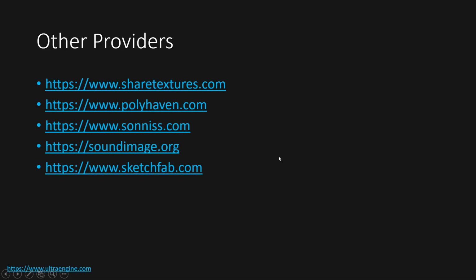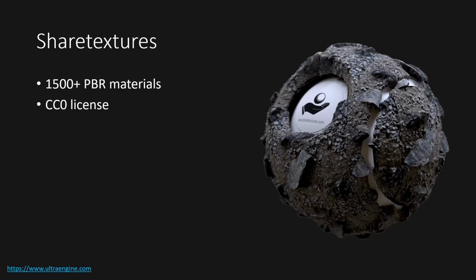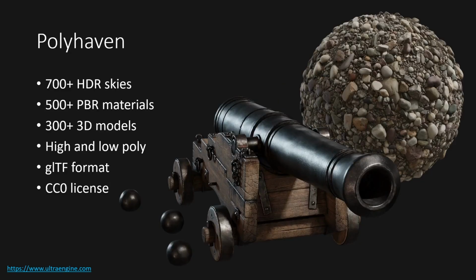So other possible providers that we could integrate with are sharetextures.com, polyhaven.com, Sonniss, soundimage.org, and Sketchfab. Let's talk a little bit about these. Sharetextures.com, they're basically the same thing as Ambient CG. They've got 1,500 PBR materials under a Creative Commons license. They do have a web API for that. Polyhaven, they have a lot of HDR skies. They have fewer materials, but they do have some very nice stuff. Their terrain materials especially are very, very good quality.